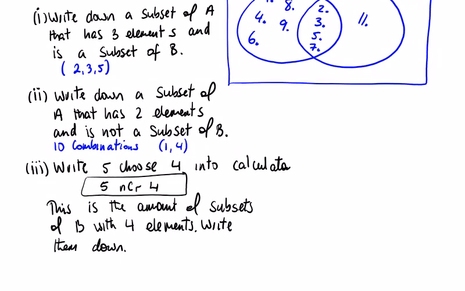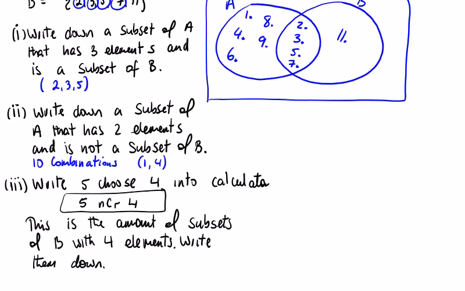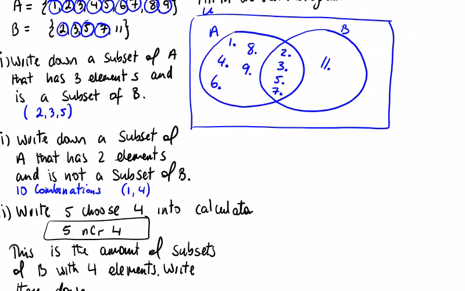Now we type 5 choose 4 into our calculator. The answer is going to be 5. So there's 5 subsets of B with 4 elements. Let's write them down. I'll write B first. B is equal to 2, 3, 5, 7, and 11. So we know there's 5. Let's start with the number 2. 2, 3, 5, and 7. Now I'm going to include 11, 2, 3, 5, and 11. I've dropped the 7. Now I'm going to not include the 5, 2, 3, 7, and 11.